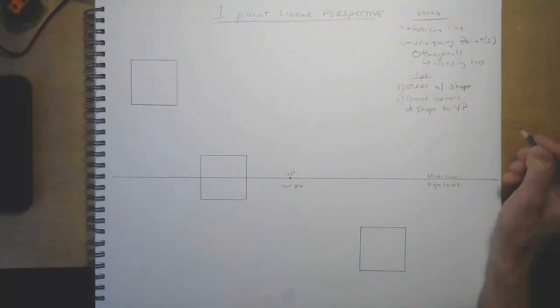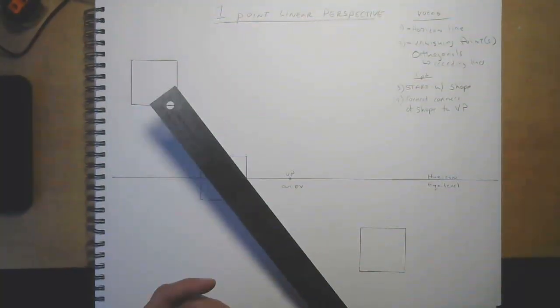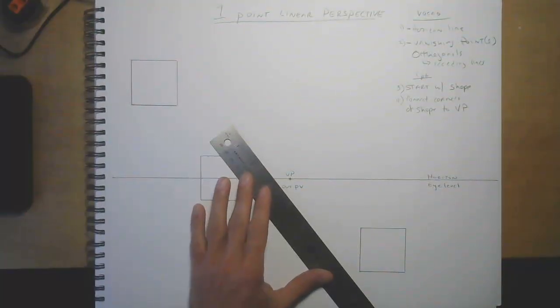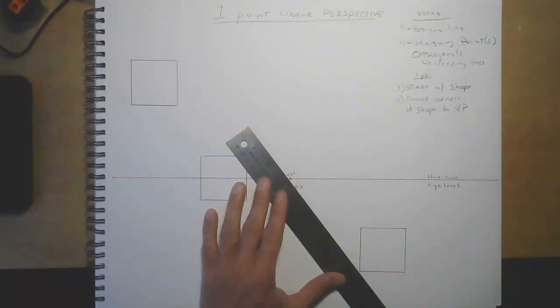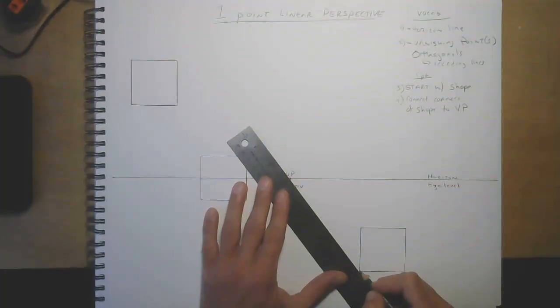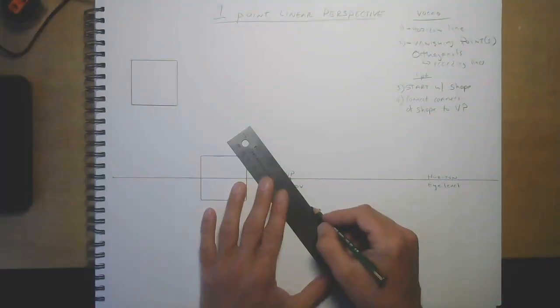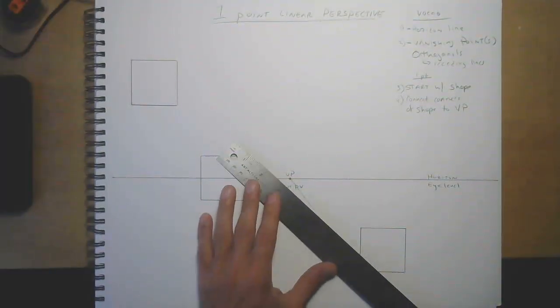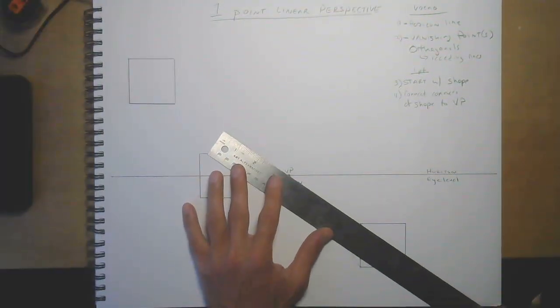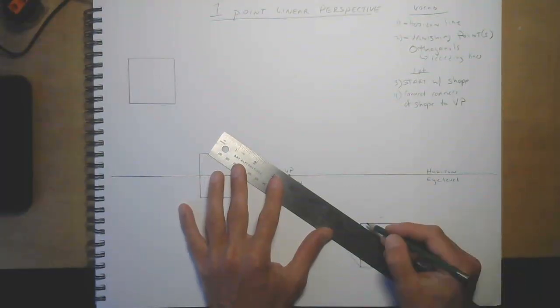to the vanishing point. Okay, so let's go ahead and I'll start with this one below the horizon line. So I'm going to start with the corner of my cube, and I'm just going to draw that line all the way across. And then I'll go to the next corner and do the same thing.